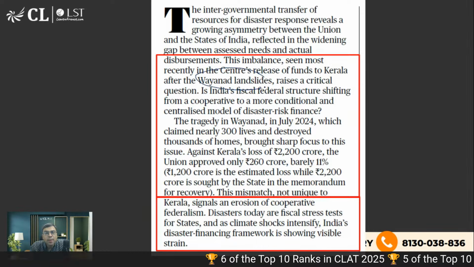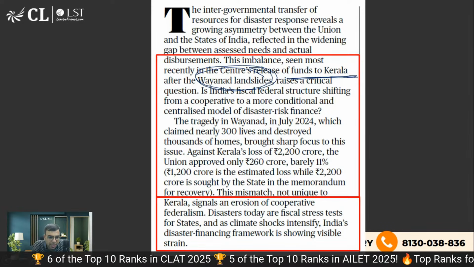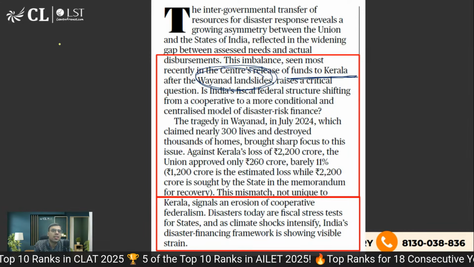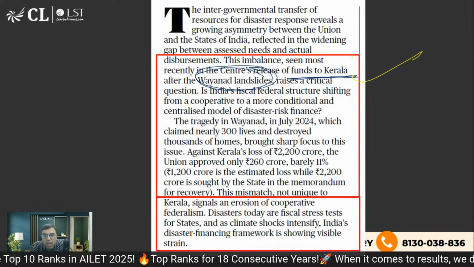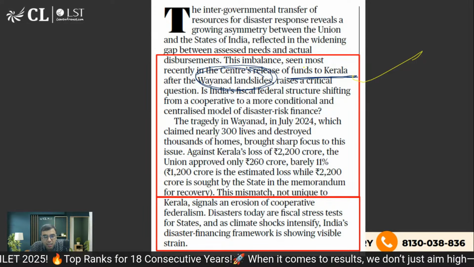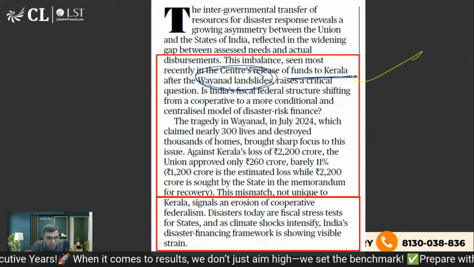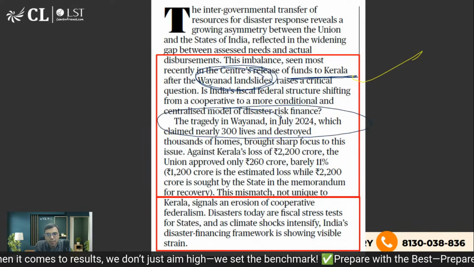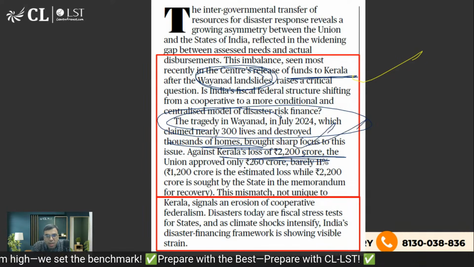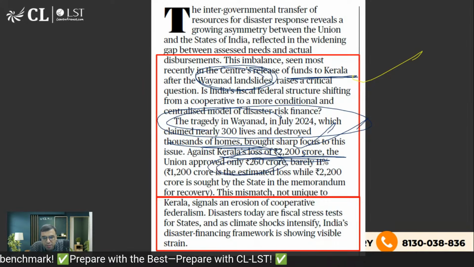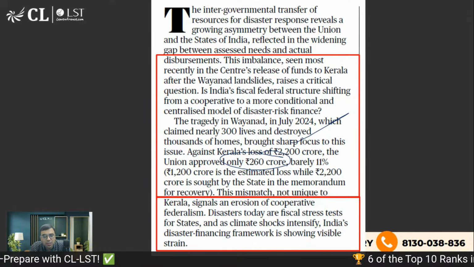So they're talking about federalism when it comes to help from the center. For example, if there is a landslide, say in Wayanad, they are giving examples of how much help should come from the center. The author is giving the example of the tragedy last year. 300 people died, thousands of homes destroyed. Kerala's loss was this much, and the union gave only 2,630 crore. Okay, so the loss was very huge, but the central government only gave this much. That is what the author is writing.